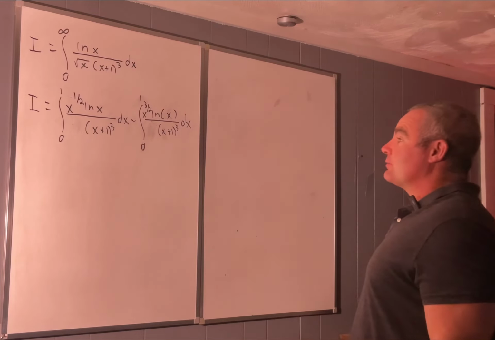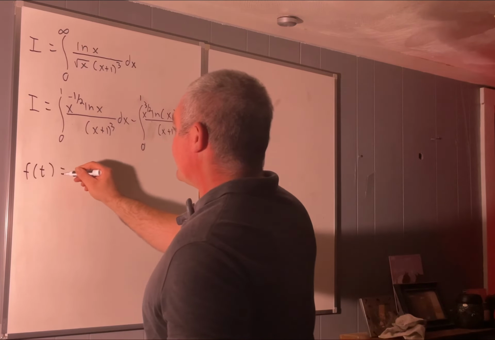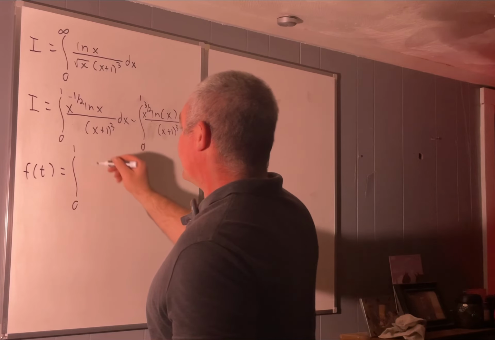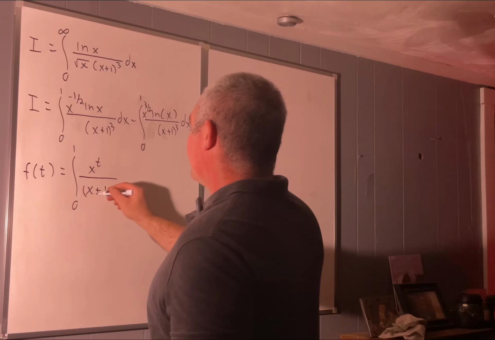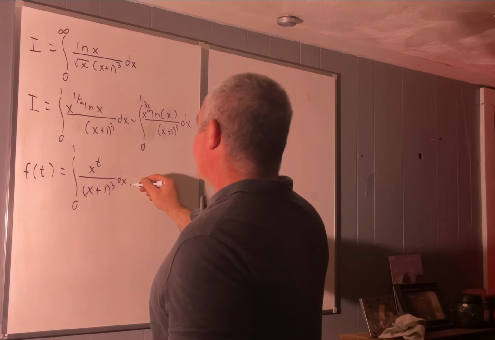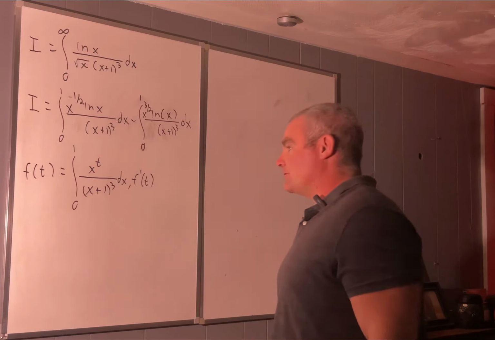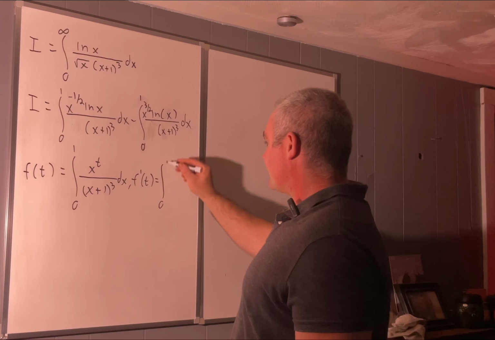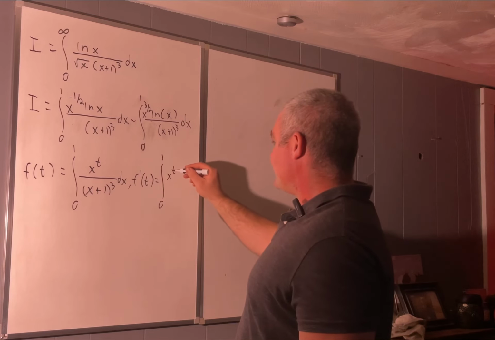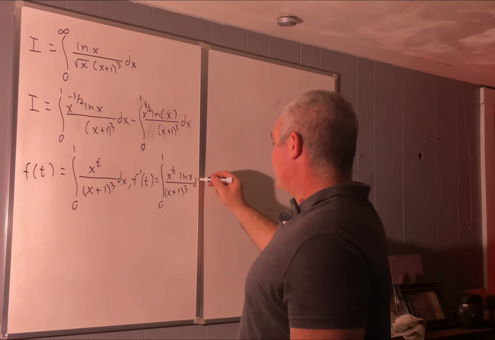Okay, so now we're ready to create a function of t. Our function f of t is going to be equal to the integral from 0 to 1 of x to the t over (x plus 1) cubed dx, and our f prime of t, which we obtain using the Leibniz rule for differentiation under the integral sign, is equal to the integral from 0 to 1 of x to the t natural log x over (x plus 1) cubed dx.